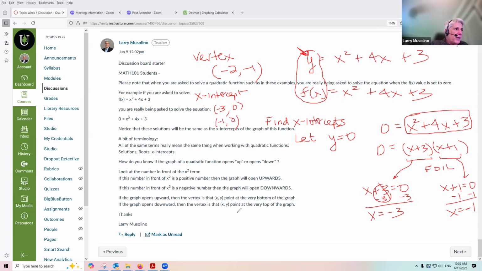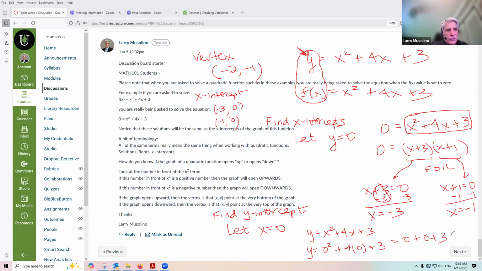All right, last step is let's find the y-intercept. Well, to find the y-intercept, there's only one of them. To find the y-intercept, you let x equal 0 in the equation. So here's the original equation, but I'm going to let x equal 0. So that's going to be 0 squared plus 4 times 0 plus 3. Well, that's 0 plus 0 plus 3. That's 3. So the y-intercept in our example is going to be 0 comma 3.